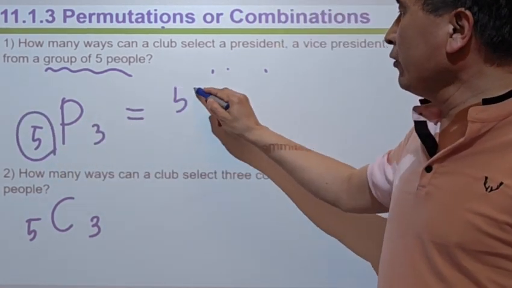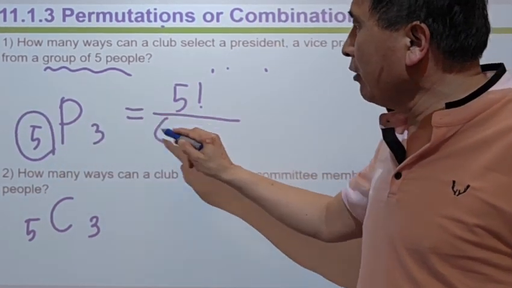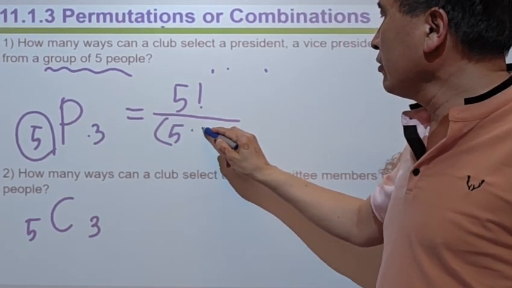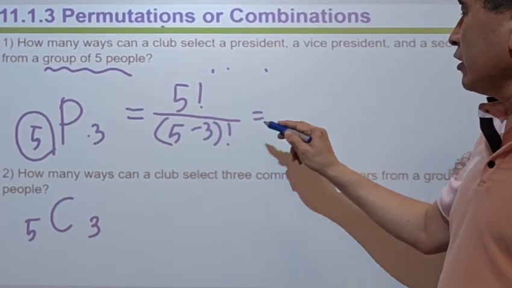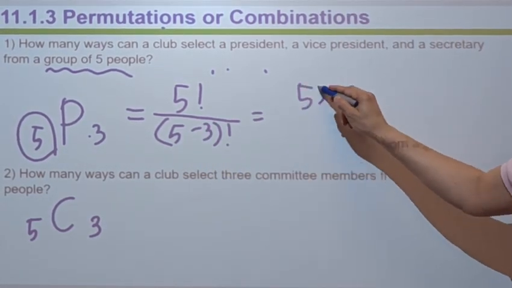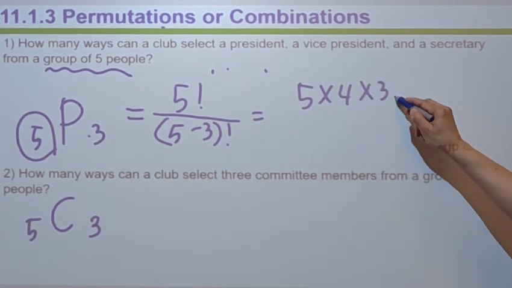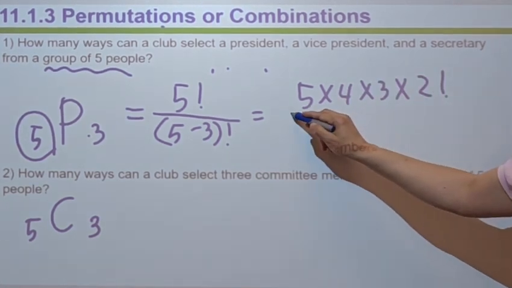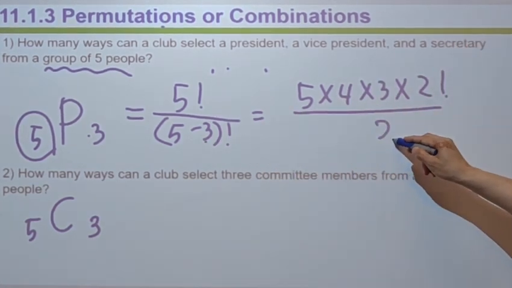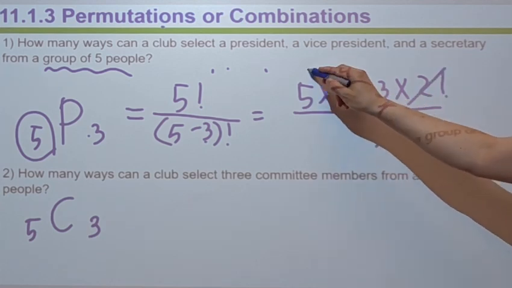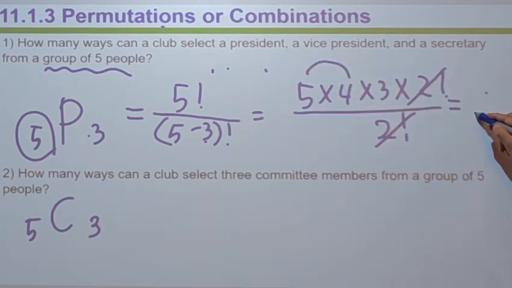This numerator is 5 factorial, and at the bottom 5 minus 3 factorial, which is 5 times 4 times 3 times 2. Let's just put 2 factorial because down at the bottom is 2 factorial. You can cancel this one out. Then this is 20.